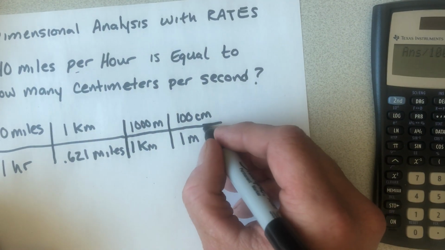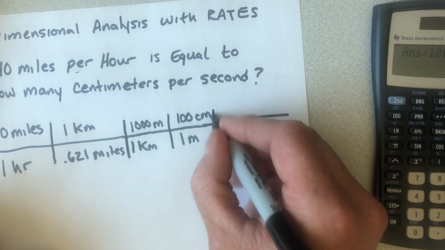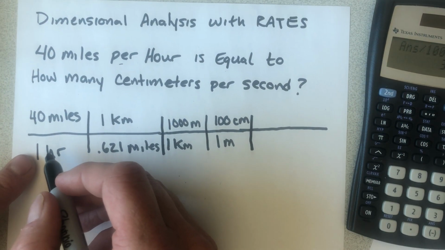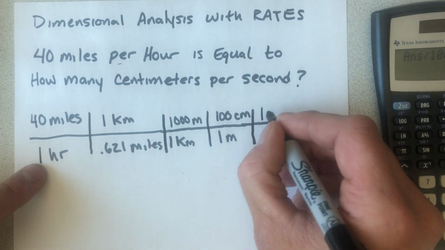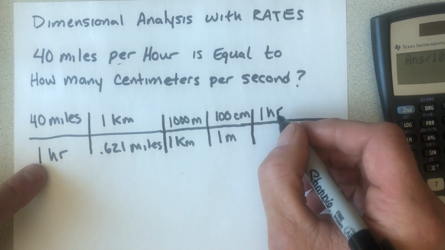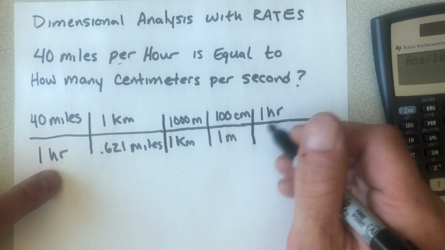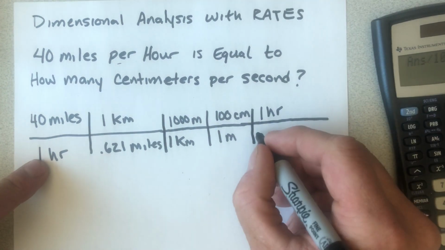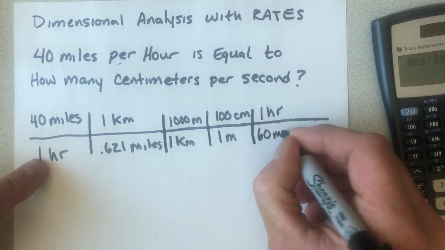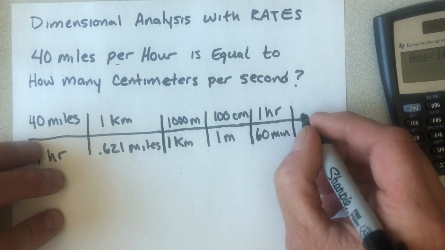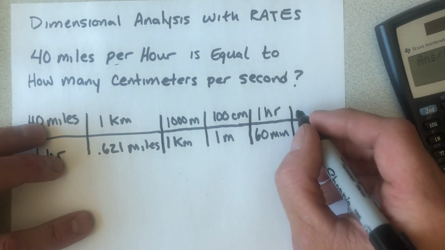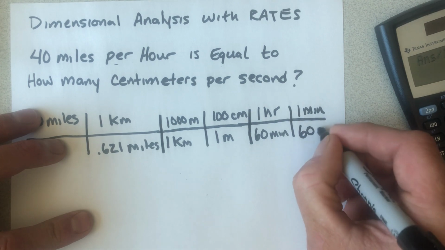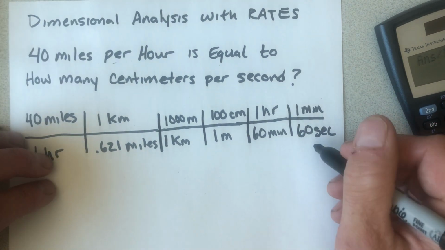But we're going to keep on keeping on here, and now we're going to do our time dimension. So now we're focusing down here on the hour. Okay, so 1 hour. The reason I'm putting it up here is that I want that hour to cancel off, so it's got to be on top and bottom of the horizontal line. Okay, so 1 hour is 60 minutes, and 1 minute is 60 seconds. Cool, so there's our seconds.